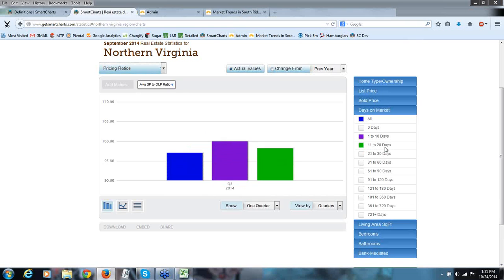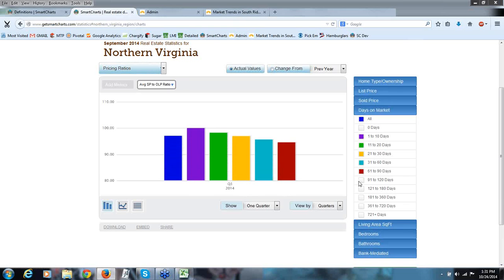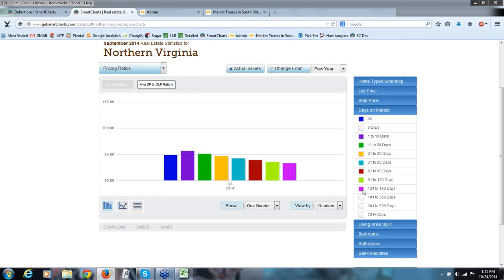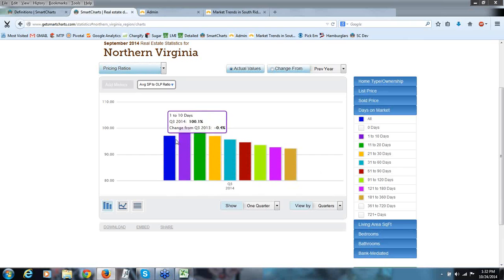As we turn on more of these, homes that sold in 11 to 20 days, 98.3%, still above the overall average. 21 to 30 days, so inside of a month, 97.0. Keep turning these on: 1 to 2 months, 2 to 3 months, 3 to 4 months, etc. And you can see the steps that tend to happen. Now this is going to be a more pronounced slide in a hotter market like Northern Virginia.